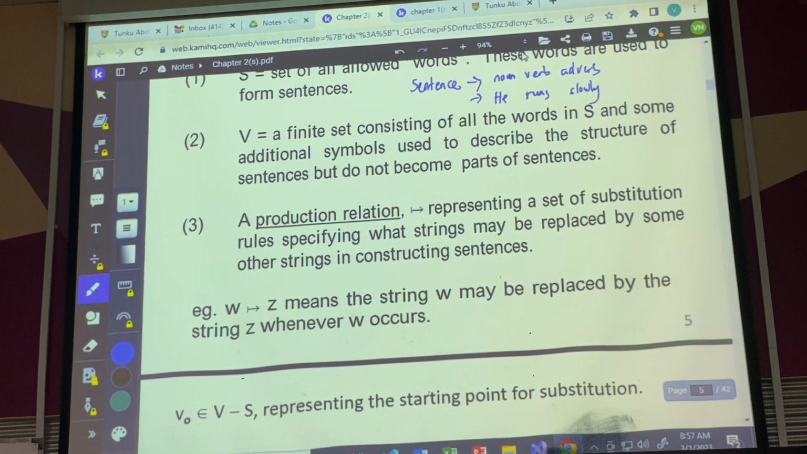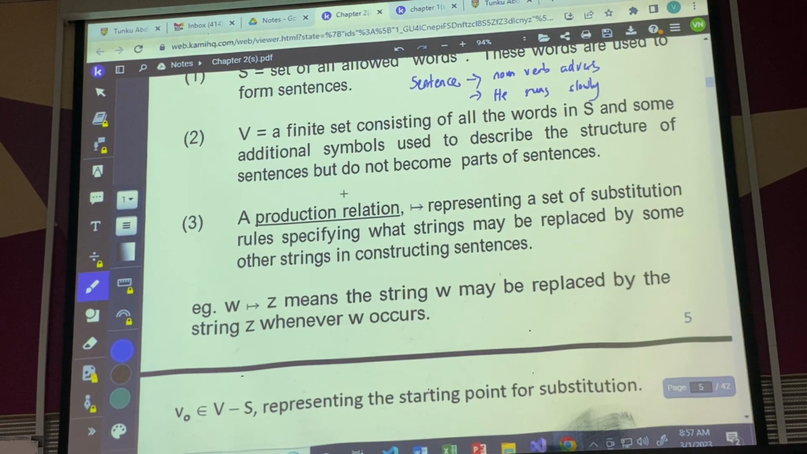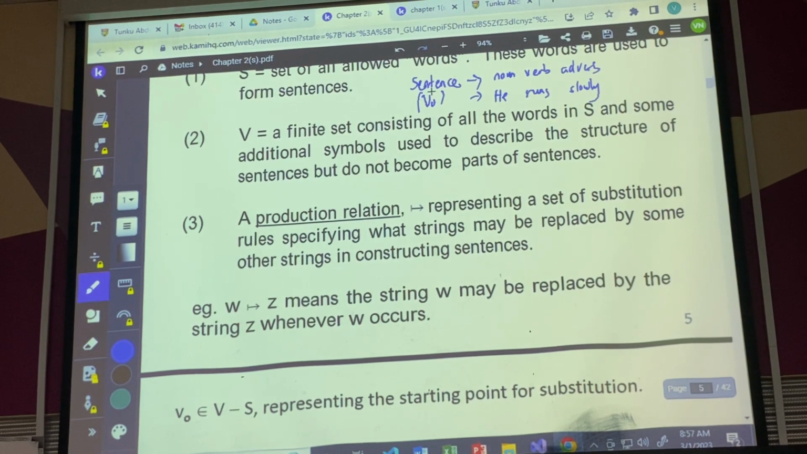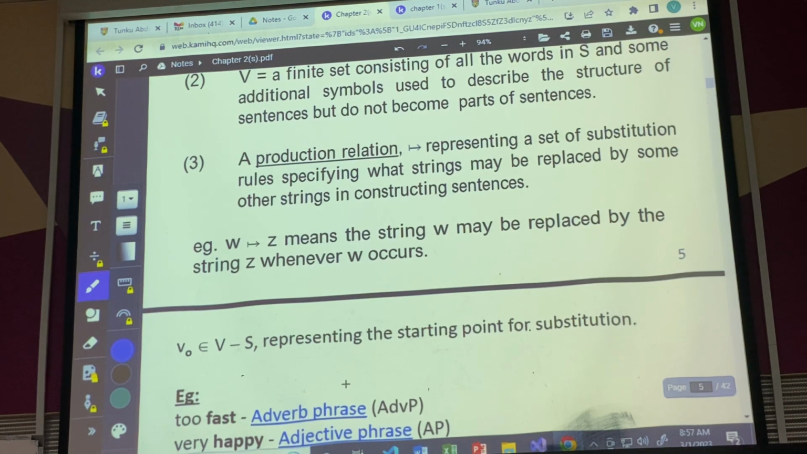And the starting point of the substitution or production relation, we will always use, instead of the word sentence, in the simple form, we can put it as V0. The starting point. Just like the root of the tree. What is the first point of the tree? You start with the root, right? So the root we also put V0. So this one is also the same. It is the starting point.